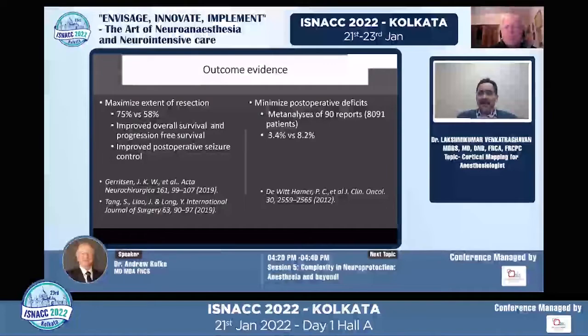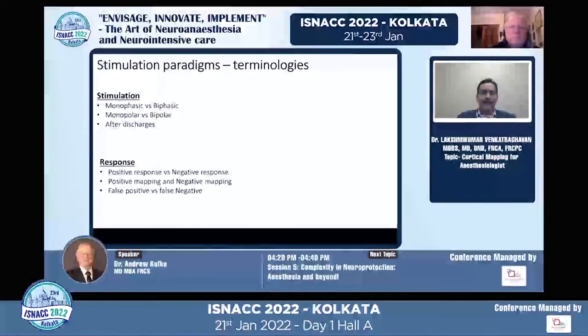The other spectrum is to minimize the postoperative deficit. One study from 2012, a meta-analysis of 90 reports covering over 8,000 patients, has shown that intraoperative stimulation mapping results in a lower postoperative neurological deficit compared to no intraoperative stimulation mapping.